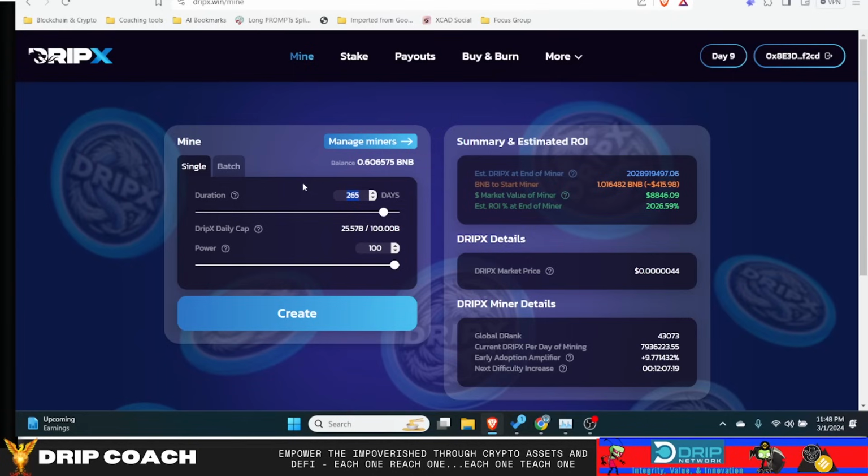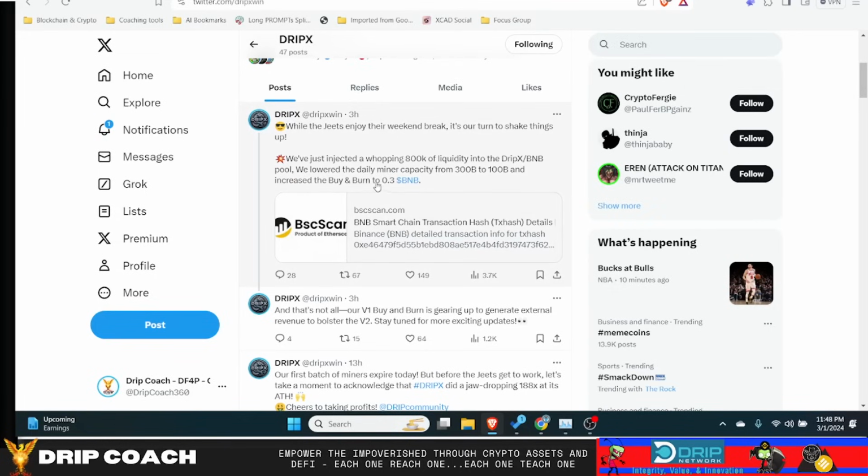Don't trust but verify. But the fact that the BNB is in the contract, there's no potential way for it to get drained by bad actors. Now, they did the audits and things of that nature, so it should not get drained from any kind of malicious attacks either. So that's the security that you have, knowing that the tokenomics and the BNB liquidity side is there. Now, the next piece they mentioned is that they increased the buy and burn to 0.3 drip.